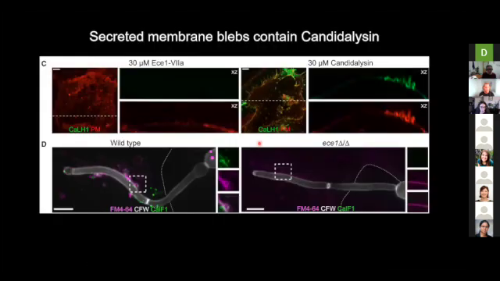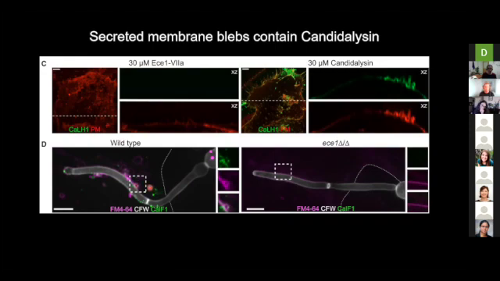So we thought that perhaps the bleb could be a way for the cell to remove Candidalysin. And when we're staining for Candidalysin here in the top right, we can see that these blebs shed from the plasma membrane are highly enriched in Candidalysin, shown here in green. Similarly, when we infect with the wild type strain, the blebs that are formed inside the pocket all seem to contain Candidalysin, shown in green.